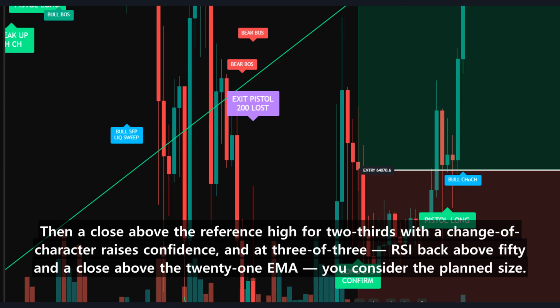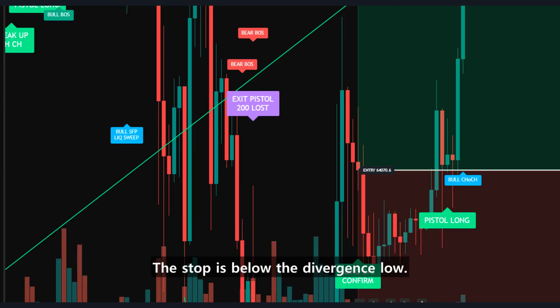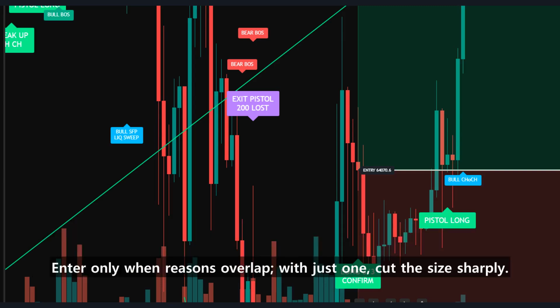And at 3 of 3, RSI back above 50 and a close above the 21 EMA, you consider the planned size. The stop is below the divergence low. Enter only when reasons overlap. With just one, cut the size sharply.